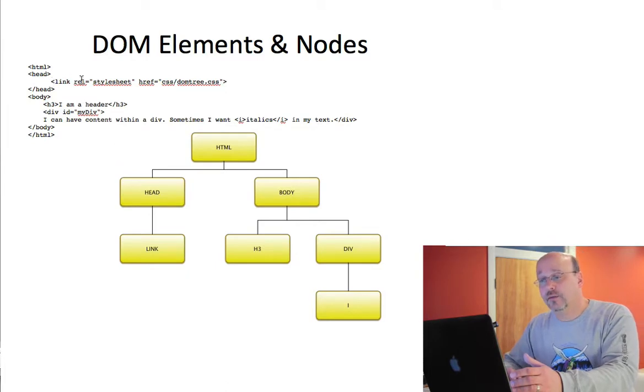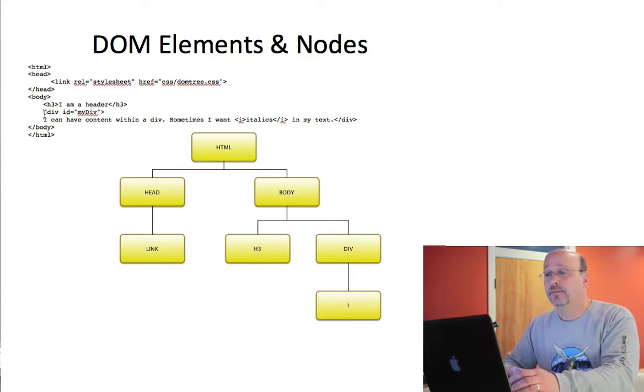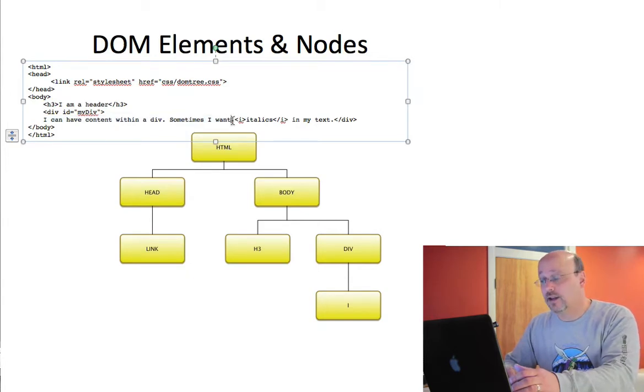Now inside the head, we have a link element. And here that link element is shown as a descendant of the head. And inside the body, you can see there's an H3 and a div. And here they are, the H3 and the div. Now, these relationships are referred to as parents and children. And the H3 and the div are considered siblings because they're sitting at the same level of the hierarchy right under the body. And you can see inside this div, I've got a certain amount of text that appears here, right up until I get to another tag, which is the I tag for italics. And so that shows up as a child of div.